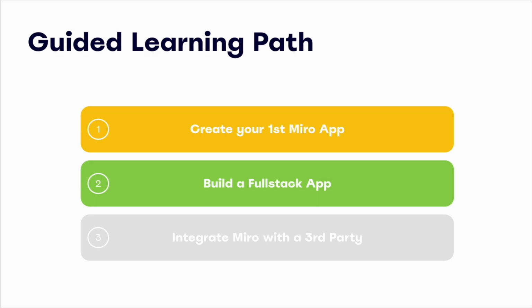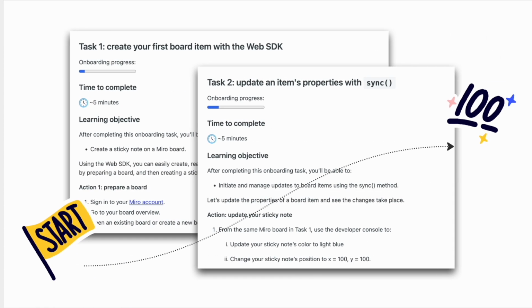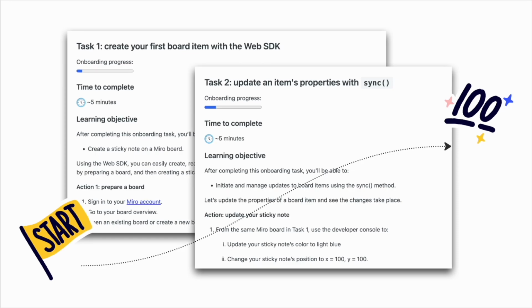Upon completing this module, you'll know all the steps necessary to leverage both the Web SDK and the REST API from a single Miro boilerplate application. If you haven't already, you can check out our guided onboarding journey at developers.miro.com. This is a great place to start before going through this in-depth module, though it's not required.